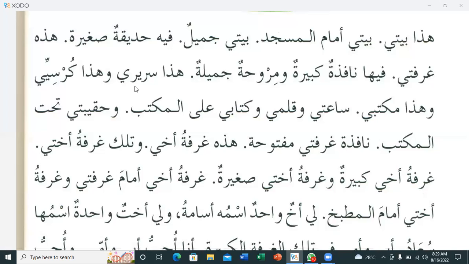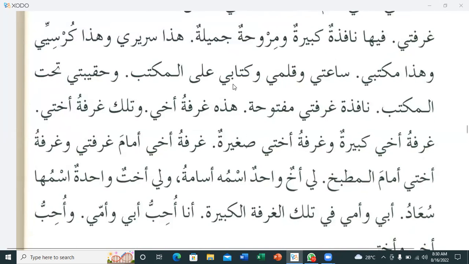Mashallah. Haza sariri, wa haza kursiyi, wa haza maktabi. This is my bed, this is my chair, and this is my desk or table. Sa'ati wa qalami wa kitabi ala al maktab. My watch, my pen, and my book are on the table. Rahibati tahatal maktab. My bag is under the table or desk. Nafidatun qurfati maftuha. The window of my room is open.